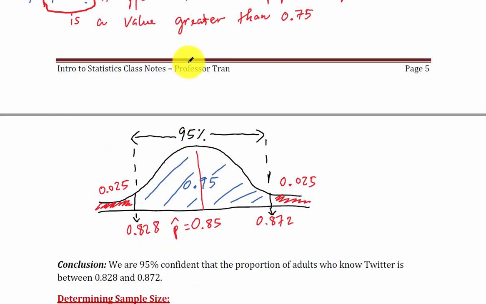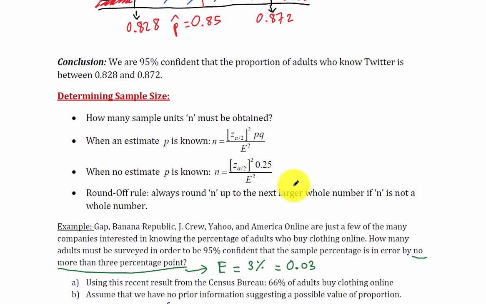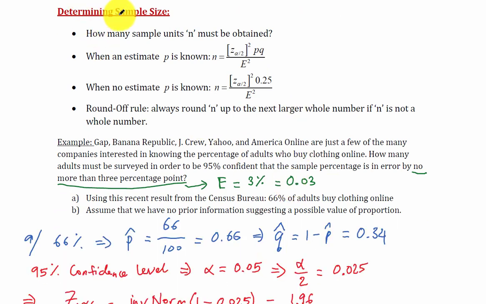And we can draw the figure here just to summarize everything. There's a 95% confidence level that we are looking for. We are 95% confident in this area. We are 95% confident that the proportion of adults who know Twitter is between 0.828 and 0.872. The last objective for this section is to determine the sample size.